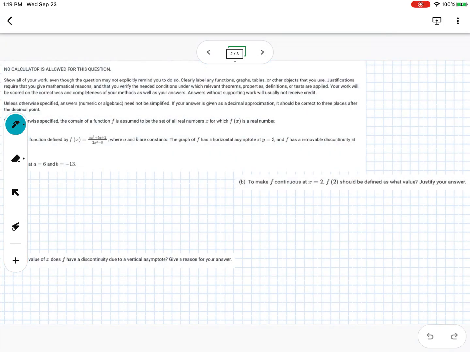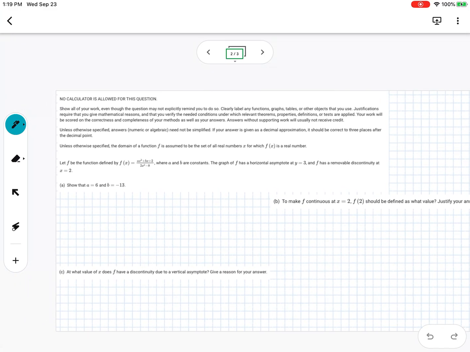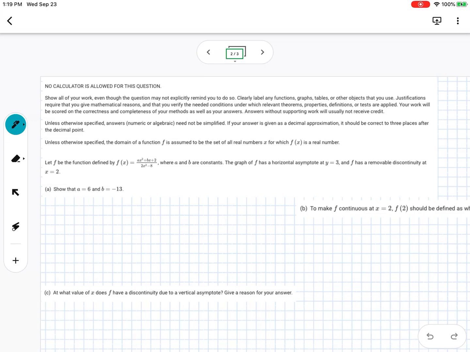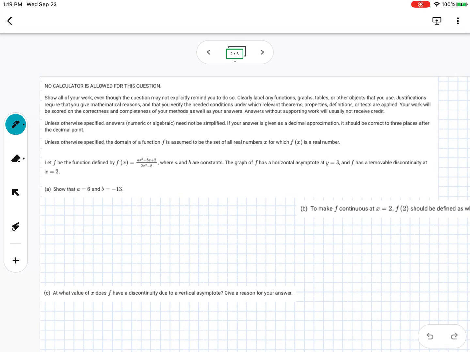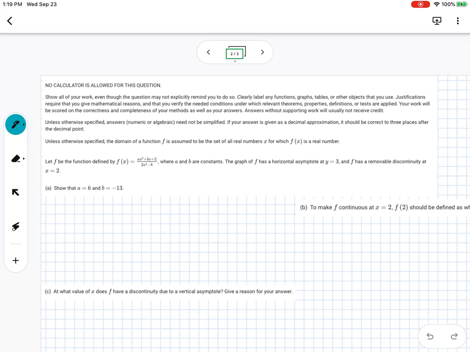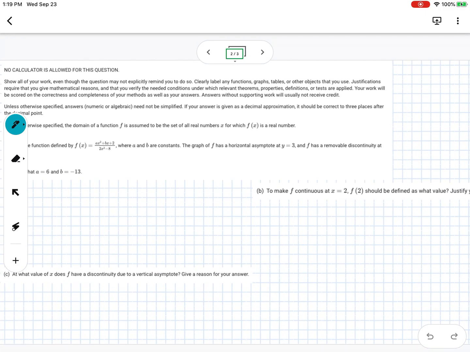All right, so that's FRQ part A, number 1. Let's go ahead and go to FRQ part A, number 2. Okay, so show all of your work. Okay, so unless otherwise specified, the domain of a function f is... Okay, so let f be... Okay, so there's the function right there, ax squared plus bx plus 2, okay? Now, here are the two things.